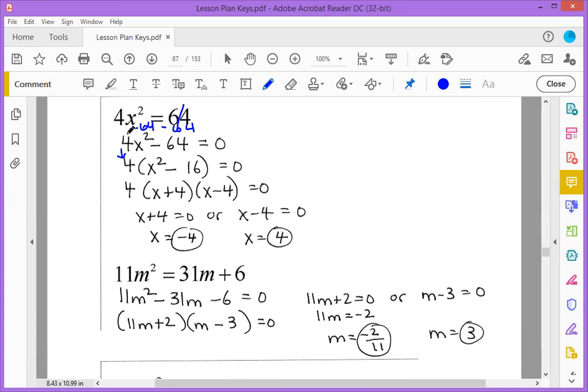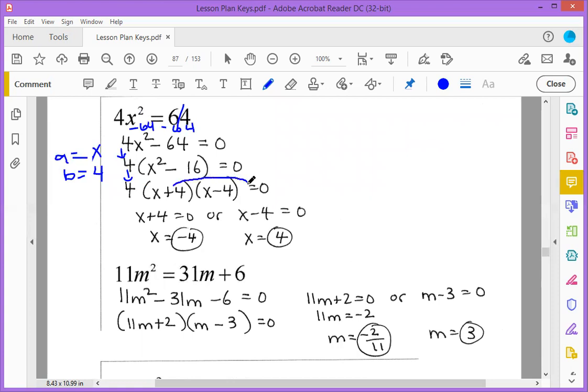When we factor 4 from 4x squared, we get x squared in parentheses. And when we factor 4 from 64, we get 16 in parentheses. Now we'll keep this 4 outside the parentheses, and the x squared minus 16 inside the parentheses, that's a difference of perfect square numbers. Our a term is going to be x, and our b term is going to be 4. So we factor using x plus 4 and x minus 4.